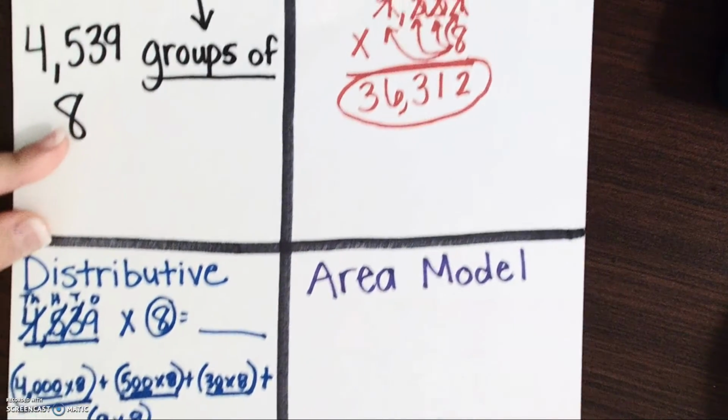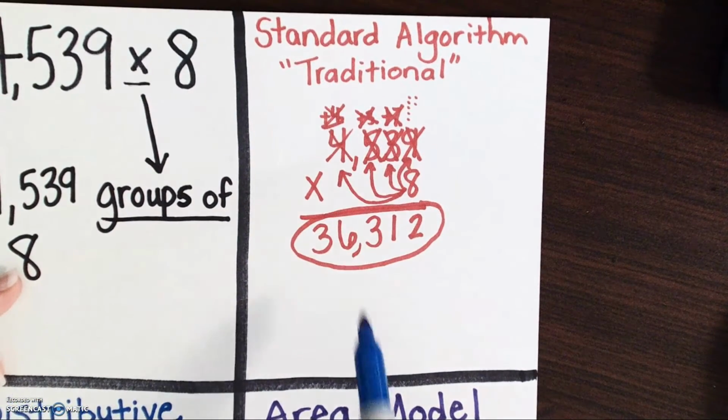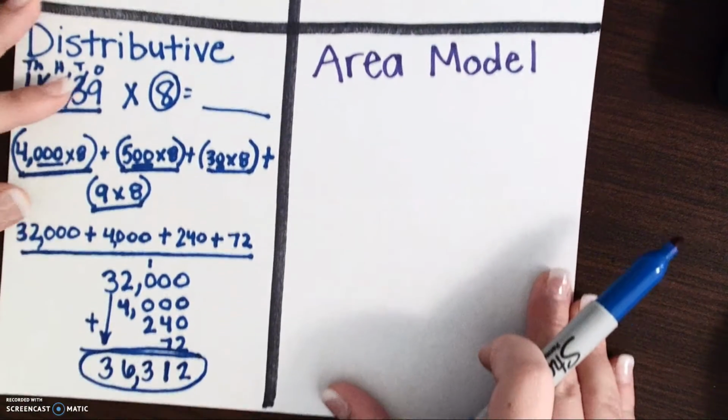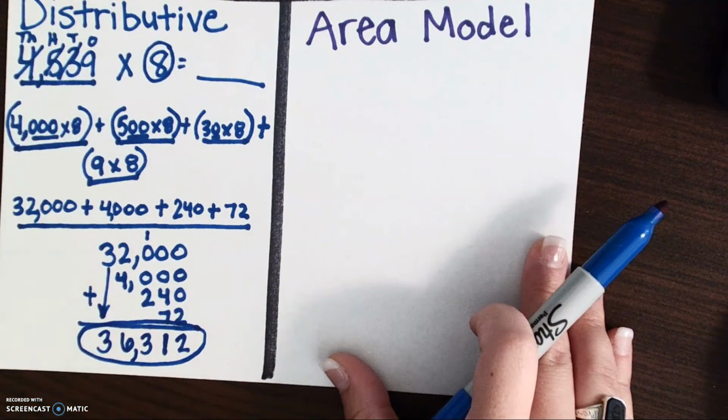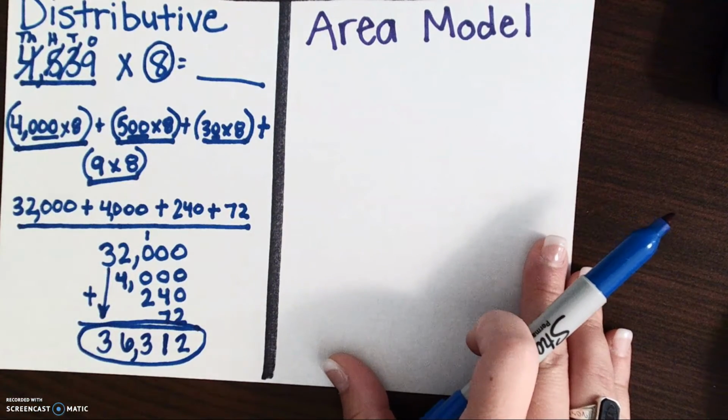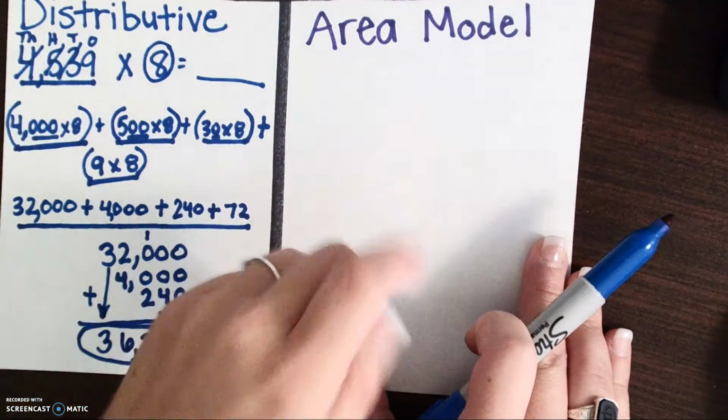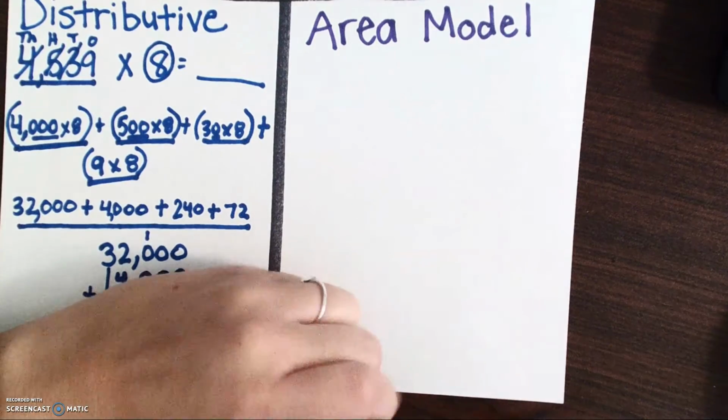Let's check that by going up here and look at our other strategy. Yes, 36,312. It matches. That means we did it right. We can check ourselves. Right? That's the distributive property strategy of multiplying. Now let's do our area model.